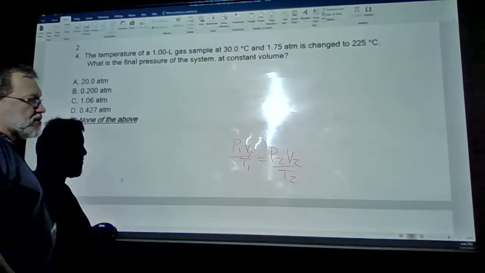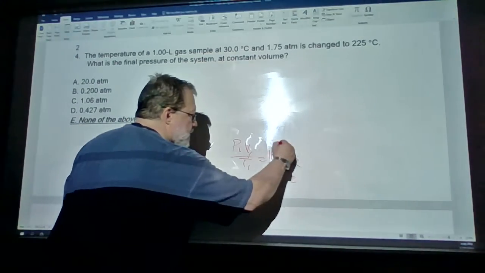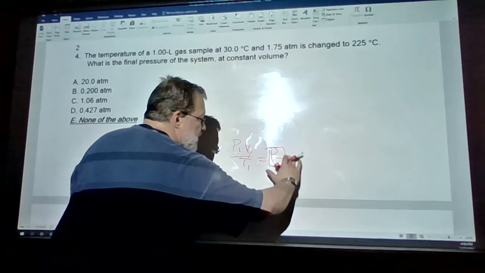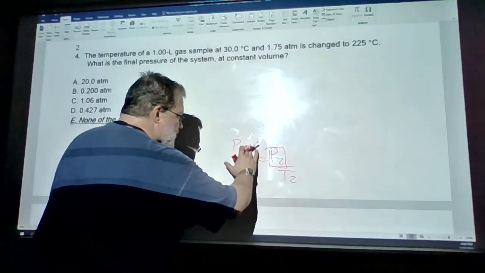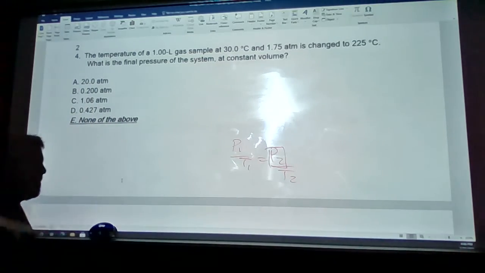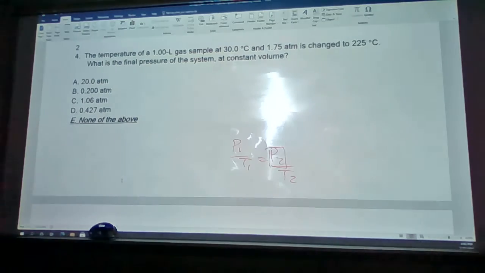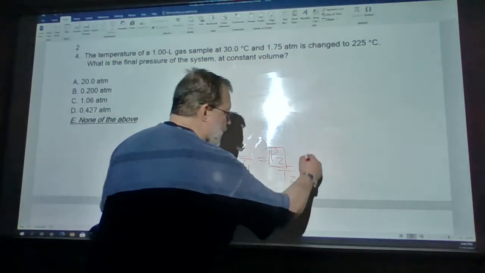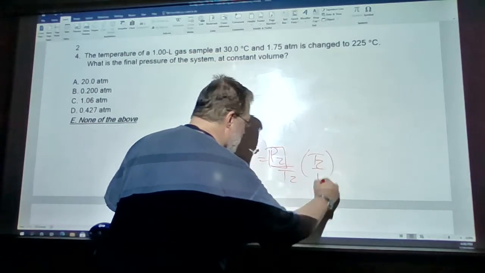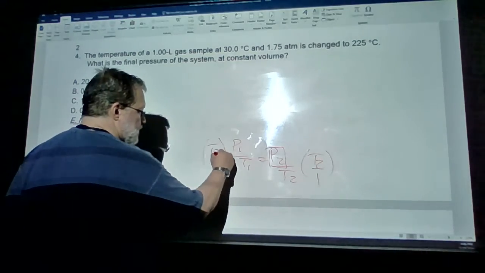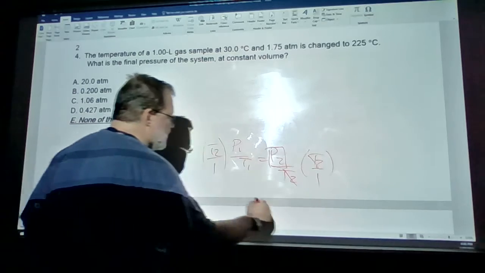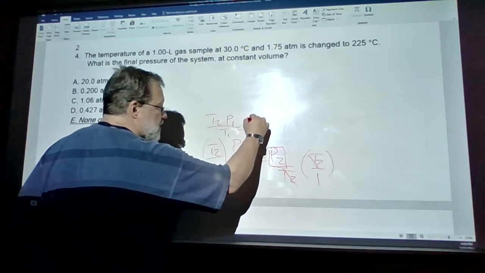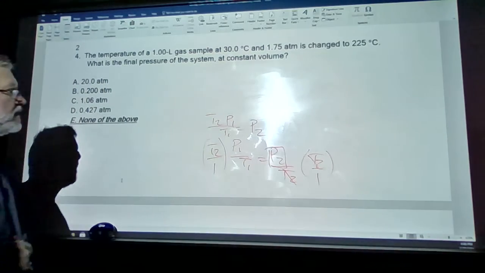What is the final pressure? We're looking at P2, constant volume. It means V2 and V1 are the same. The volume doesn't change. So you're looking for P1 over T1 is equal to P2 over T2. To get P2 by itself, multiply both sides by T2 over 1. T2's cancel, so we're left with T2 times P1 over T1 is equal to P2.